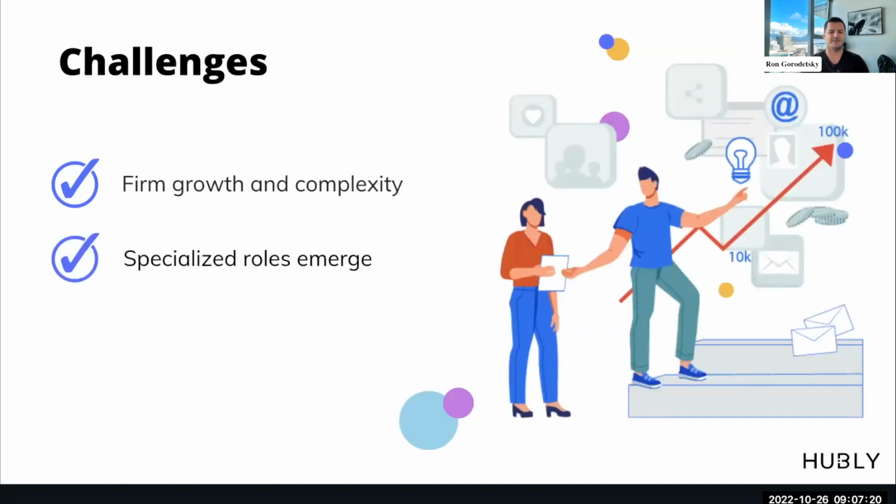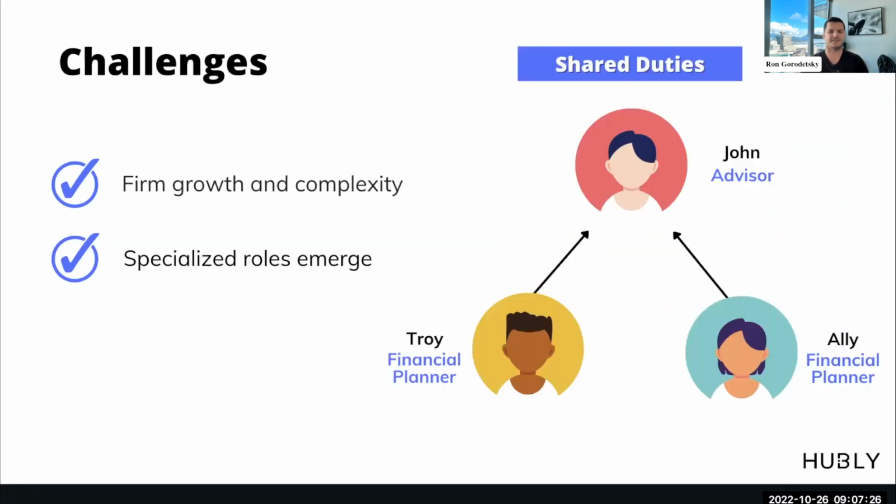Now, over time, we noticed that specialized roles began to emerge in these teams. And that typically happened around the hire of that second person. Especially when that second person shared responsibilities with others on the team, things began to get a little bit more complicated. Such as Troy here, who supports John for a specific set of clients, while Ali supports him for the rest.